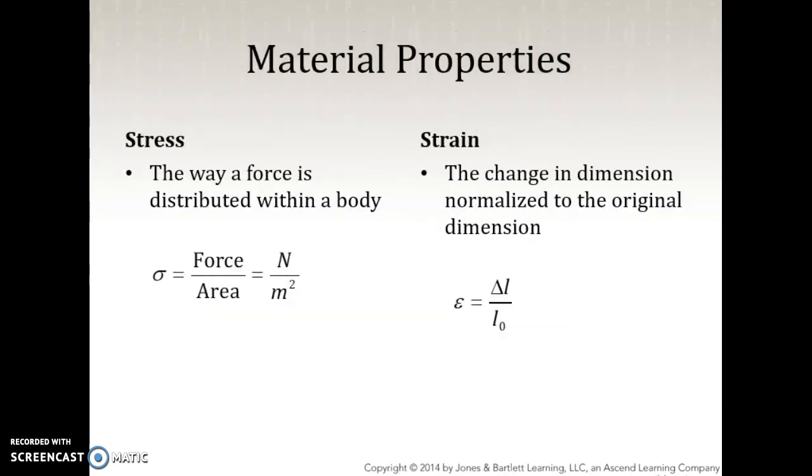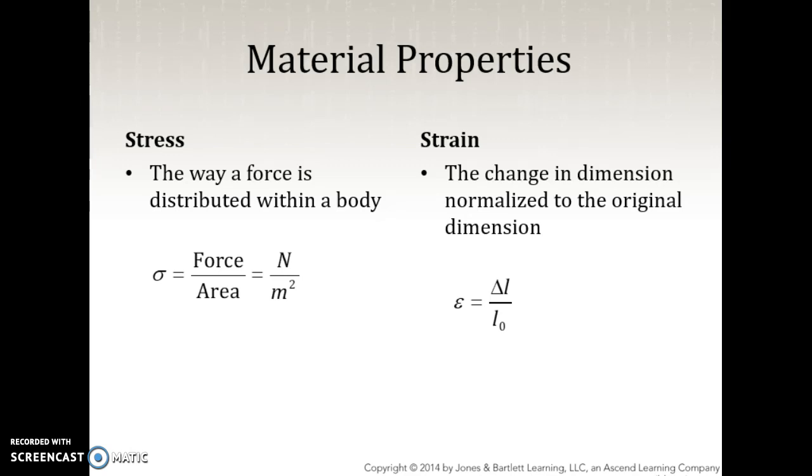So stress is the way a force is distributed within a body. We see force over a given area. A bigger area or a smaller force will decrease the amount of stress. A good example is someone who lies on a bed of nails, as we've maybe seen in movies. As the number of nails decreases, the area decreases and the force per nail increases, meaning there will be more stress in that area, which can then cause a puncture wound.